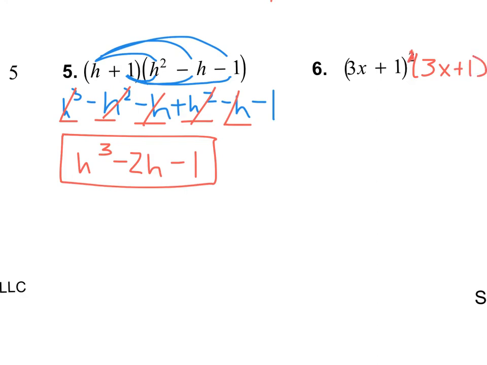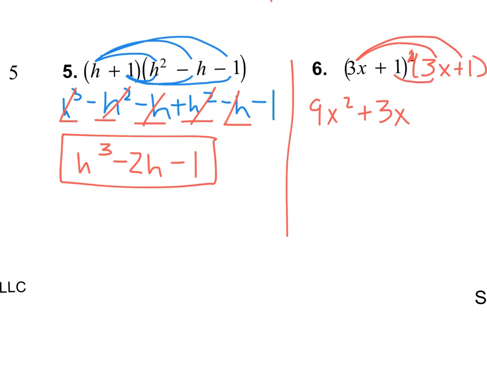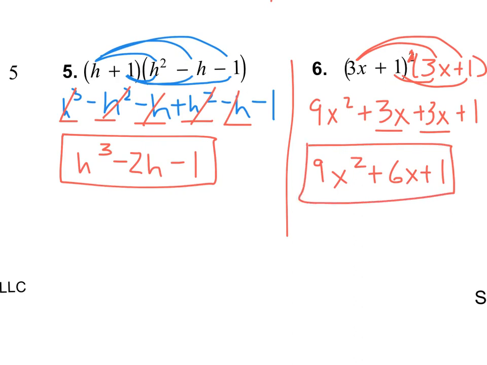So now I see I'm just doing a regular double distribution. So 3x times 3x is 9x squared. 3x times 1 is plus 3x. 1 times 3x is plus 3x. And 1 times 1 is plus 1. Then I combine my like terms in the middle, and I end up with a final answer of 9x squared plus 6x plus 1. So if you just square the first and last terms, you're just going to end up with everything except for that middle term, which is important.